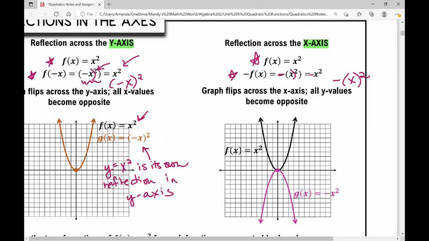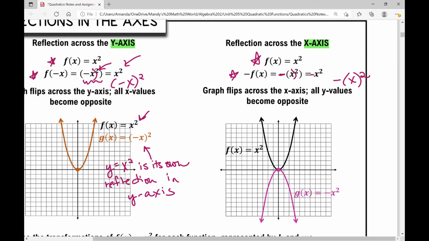And right here, it should look like this. f of x equals negative x squared. You have that negative sign out in front, which means it's going to flip and open down. Your vertex is a maximum, not a minimum anymore. So what ends up happening?